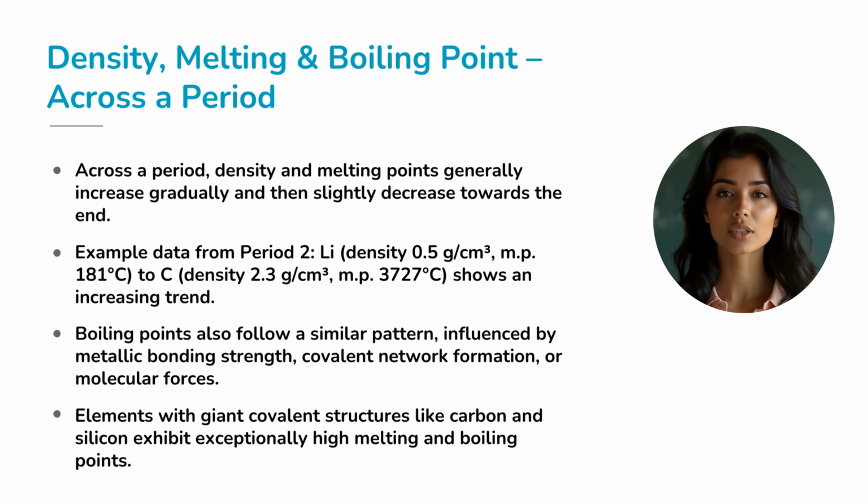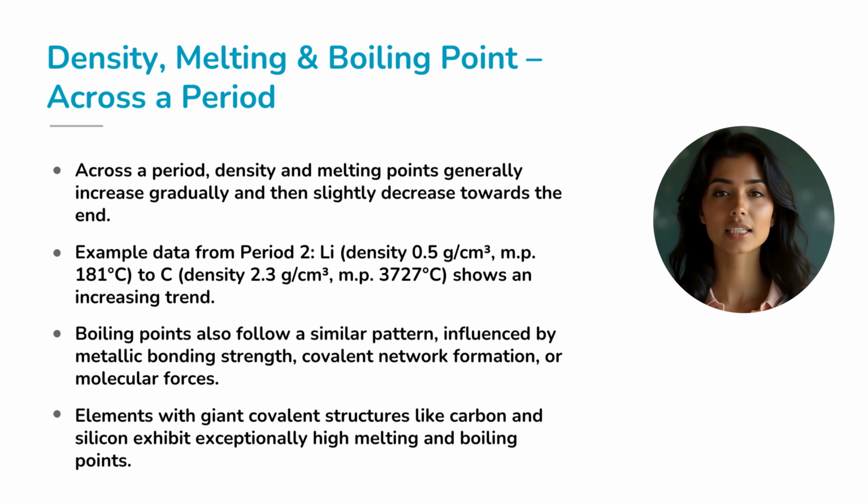Moving across the period, we reach carbon, where the density increases to 2.3 grams per cubic centimeter and the melting point skyrockets to 3727 degrees Celsius. This happens because of the increasing number of protons in the nucleus, which pulls electrons closer, strengthening metallic or covalent bonds, thus increasing the melting and boiling points.